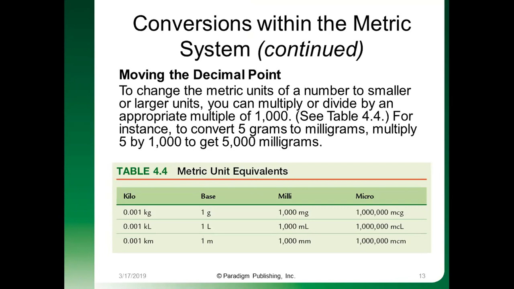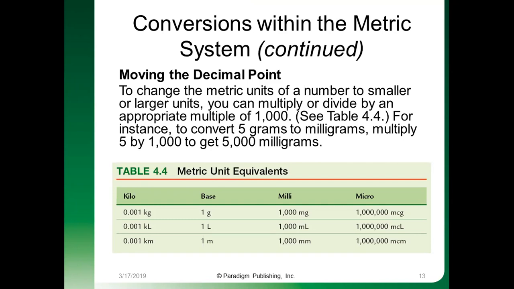So for instance, to convert 5 grams to milligrams, you need to multiply 5 by 1,000 milligrams. So you would get 5,000 milligrams.